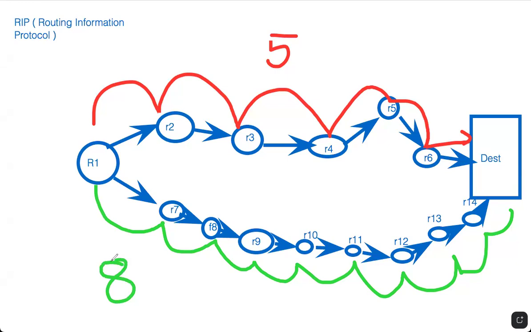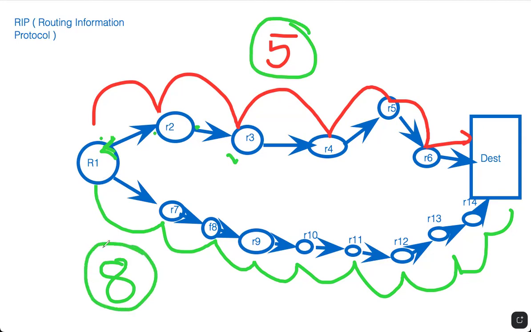So RIP will make the neighborship between R1 to R2, R2 to R3. So R1 will be neighbor of R2, R2 will be neighbor of R1 and R3, R3 will be neighbor of R2 and R4. So R1 to reach the destination, it has 5 routers to pass through, but by the other path, to go to the destination, it has to pass through 8 routers. So now with RIP, it will select the best path, path 1. It will select the best path because it has the lesser number of hops.